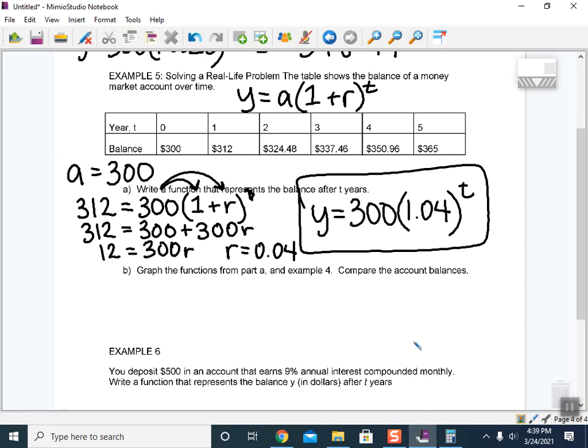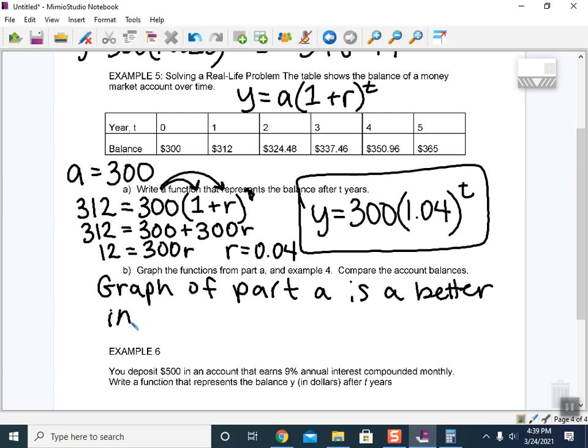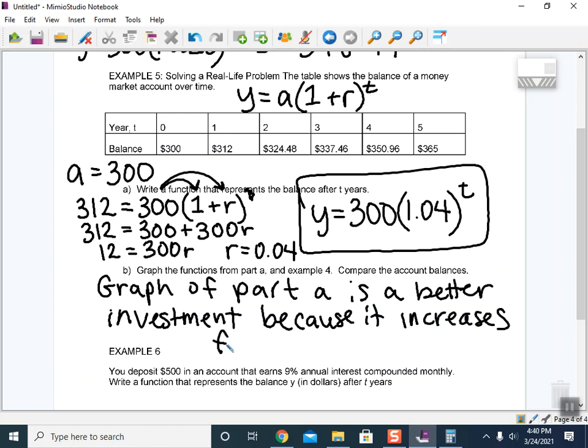So part B, really what we need to notice is that the graph of part A is a better investment because it increases faster. Okay, great.